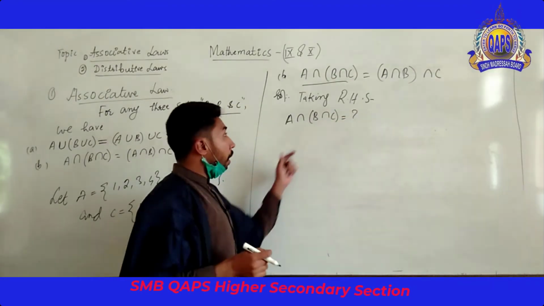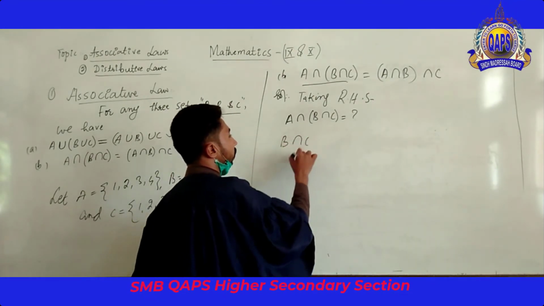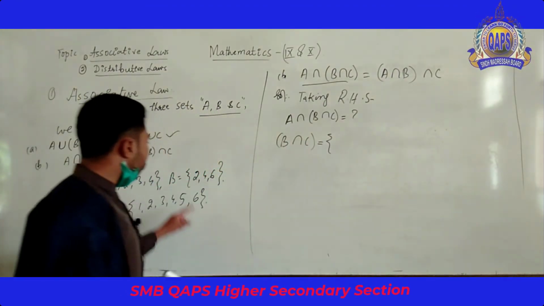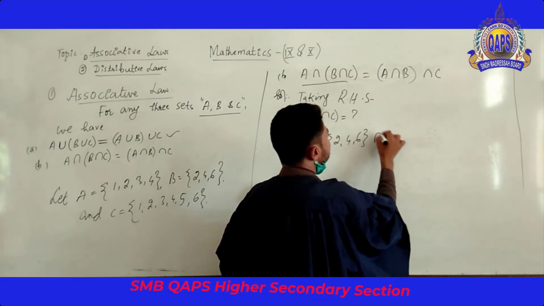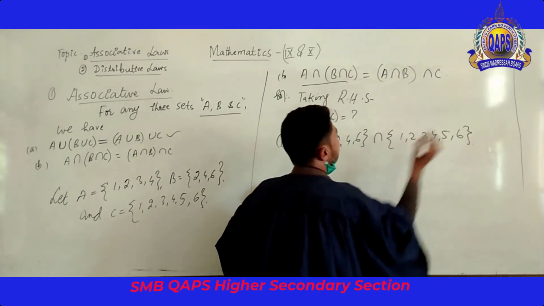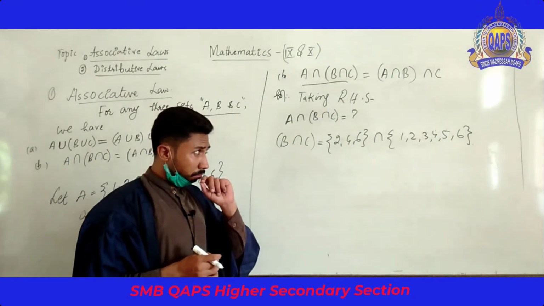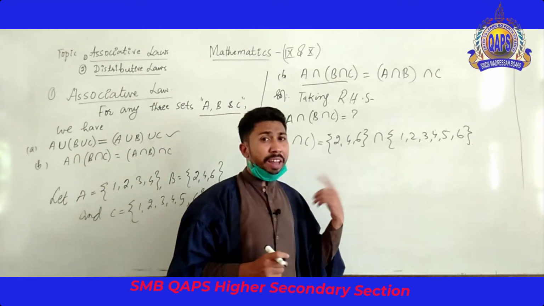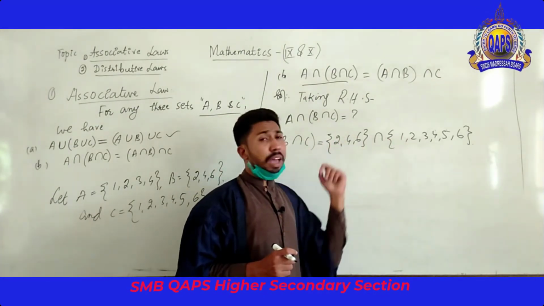Here first we solve the bracket term. I have already told you that first of all we solve the bracket. So in this bracket, B contains 2, 4, 6 and C contains elements 1 to 6. In intersection we are looking for the common elements of both sets. Here, which are the common elements? 2 is here and 2 is here, so 2 is common in both sets.